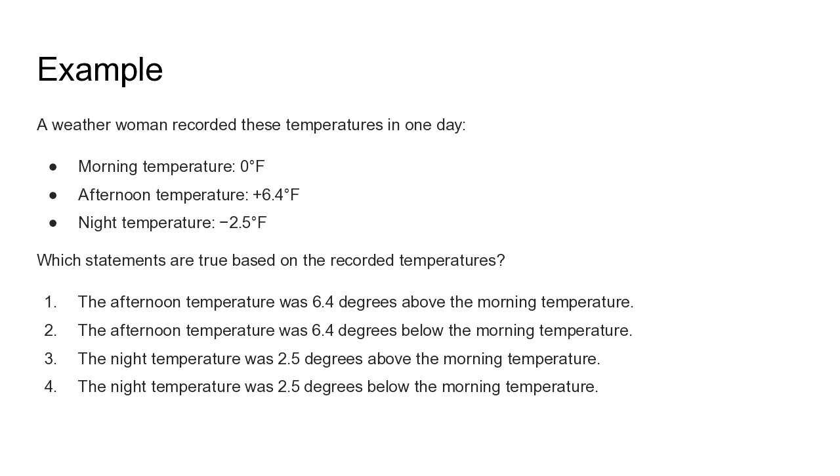So now we have a weather woman recording temperatures. Morning, 0 degrees Fahrenheit. Afternoon, positive 6.4 degrees Fahrenheit. And at night, negative 2.5 degrees Fahrenheit. Whew, that is some cold temperatures. Which statements are true based on the recorded temperatures? So we're going to have a choice here. There will be number one, number two, number three, or number four. You can have one right answer, two right answers, three right answers, or four right answers.